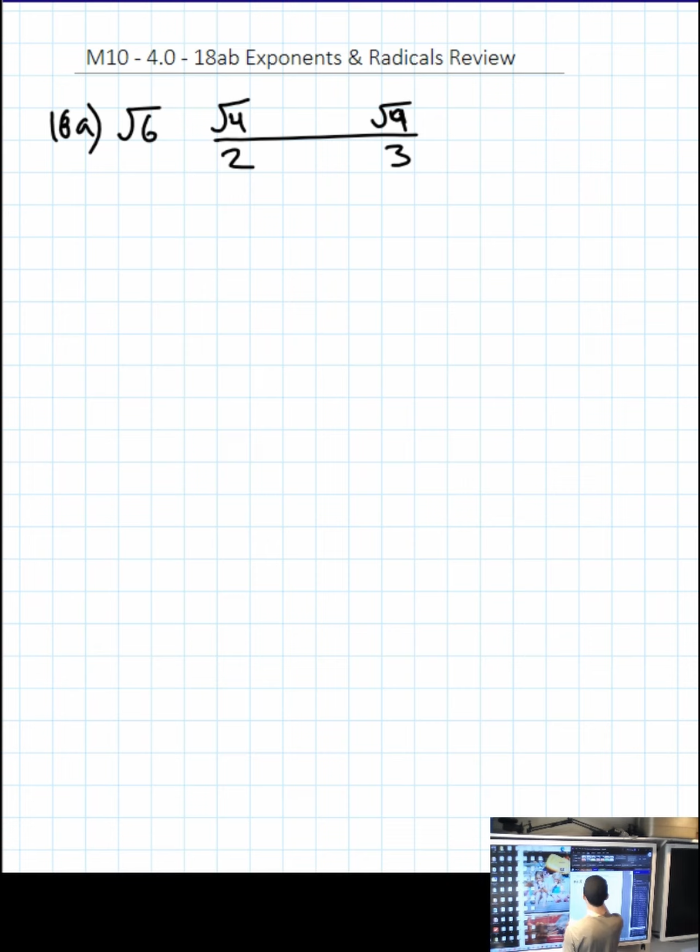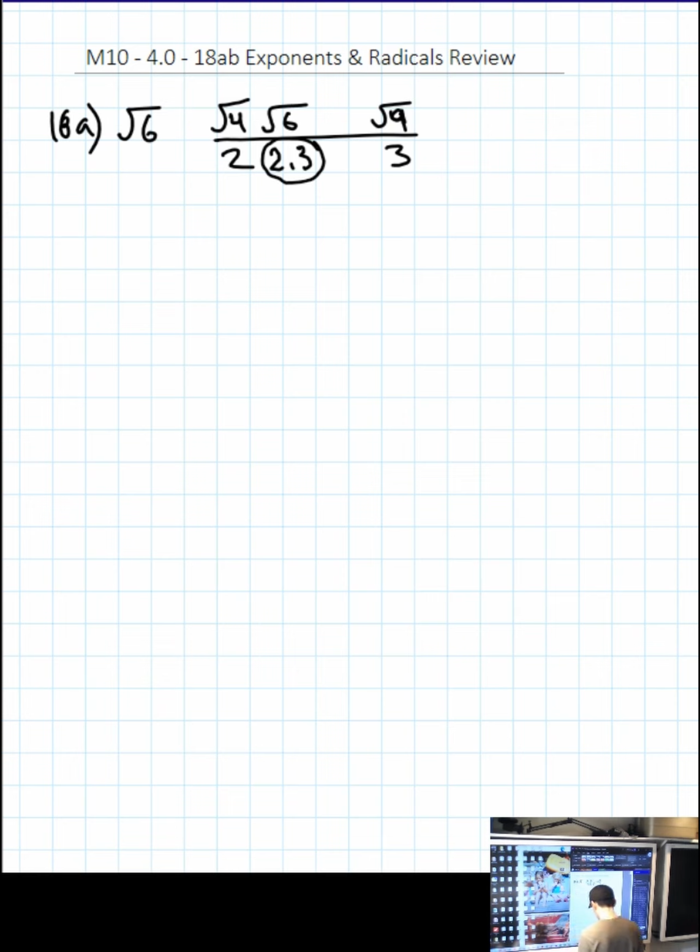Now, square root of 6 is going to be a little bit closer to 4 than it is to 9. So, the square root of 6 will be closer to 2 than to 3. So we just want to make an estimate. I'm going to go for 2.3, circle my estimated answer.